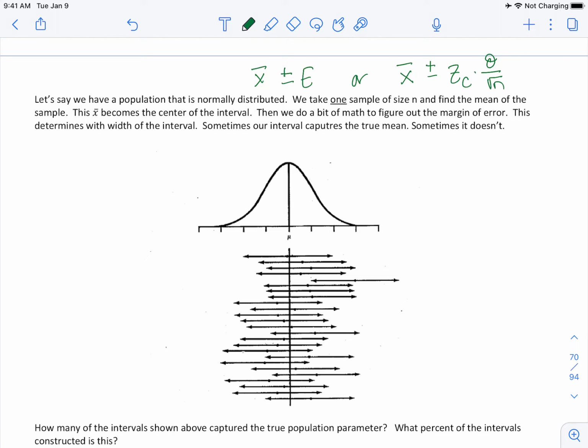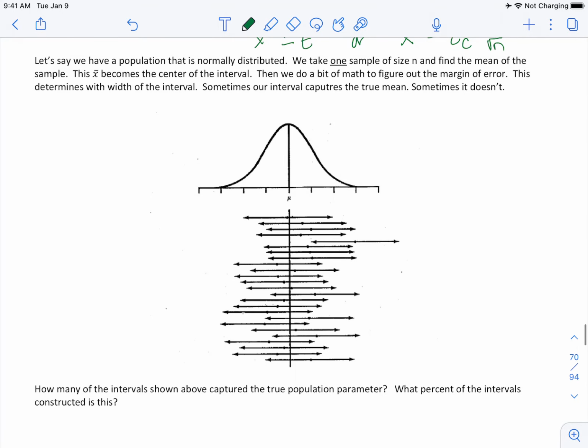Okay, so in this picture here, the question says, how many of the intervals shown above captured the true population parameter? What percent of the intervals constructed is this? So here you can see this is mu. This is our population mean.